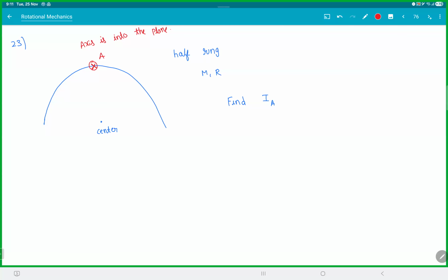Now, the most common mistake people make. About the center, the moment of inertia is mr square. Why? All points are equidistant, so then we'll use the parallel axes theorem plus mr square. Now the question: where is the center of mass for a half ring? It is not the center. You cannot use the parallel axes theorem from wherever you want.